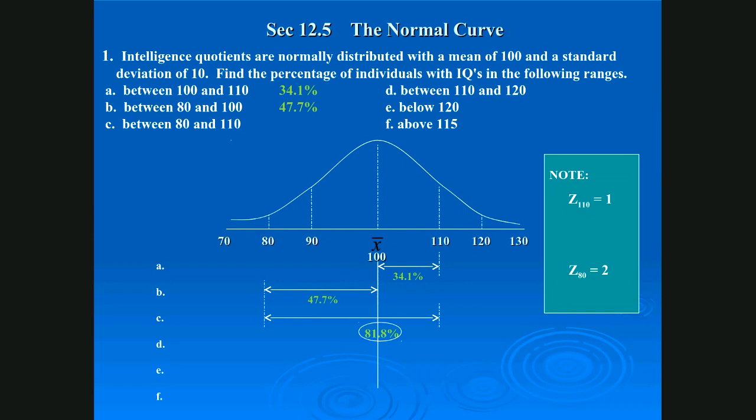So we want to be careful. The way this table is written is it gives us the percentage of data, the number of standard deviations away from the mean. We do not want to look up 3 standard deviations. We look up 2 standard deviations below the mean, 47.7%, 1 standard deviation above the mean, 34.1%, and we add these 2 percentages together.